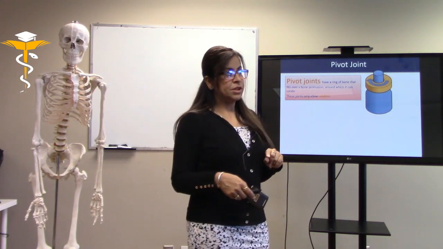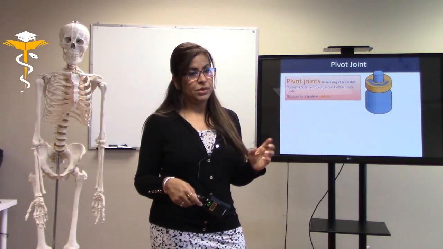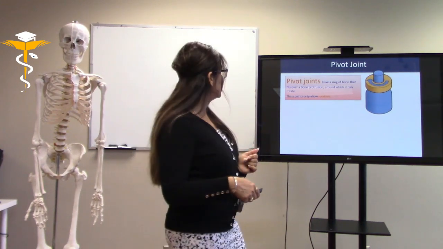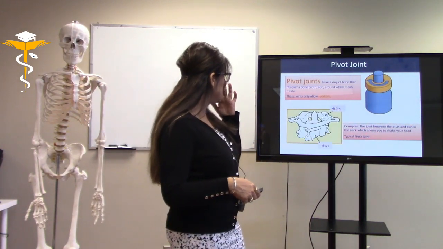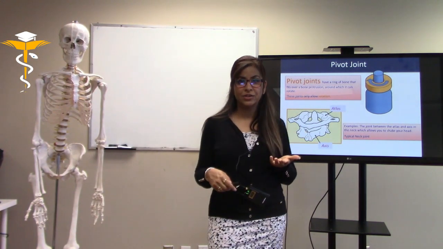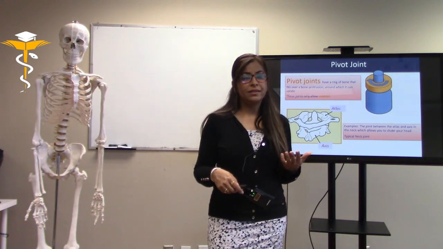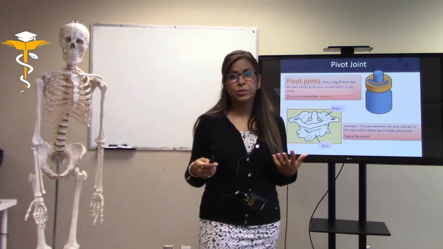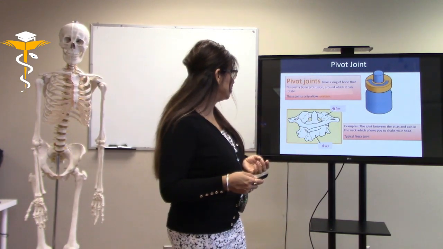These joints, as I mentioned to you, only allow rotation because it only rotates on one axis. Another example of the pivot joint is the neck joint. You can't do all types of movements with that. It's only rotation.